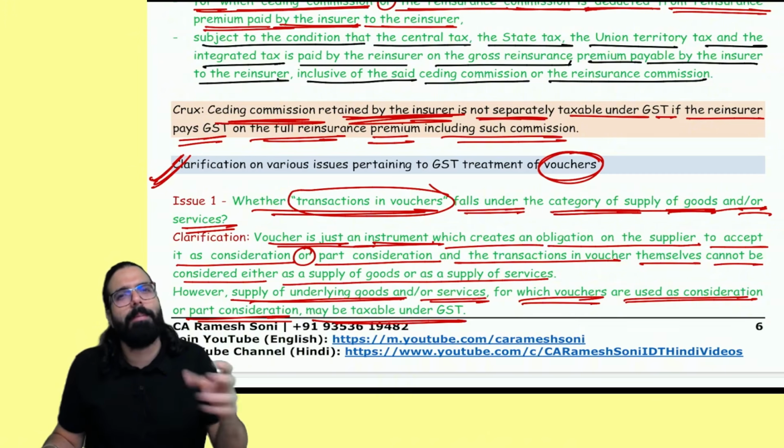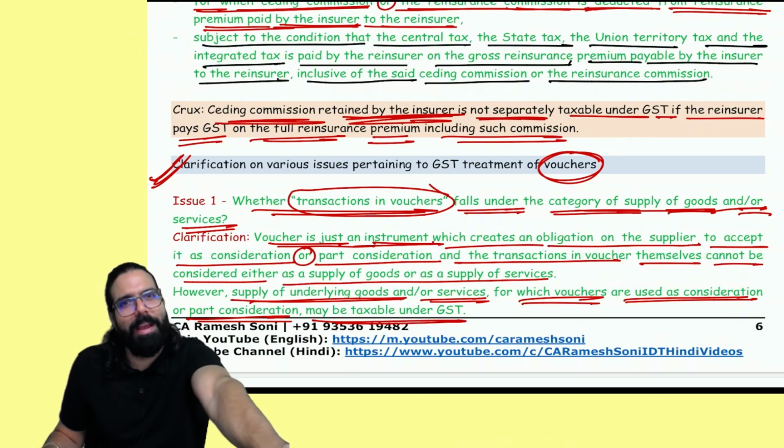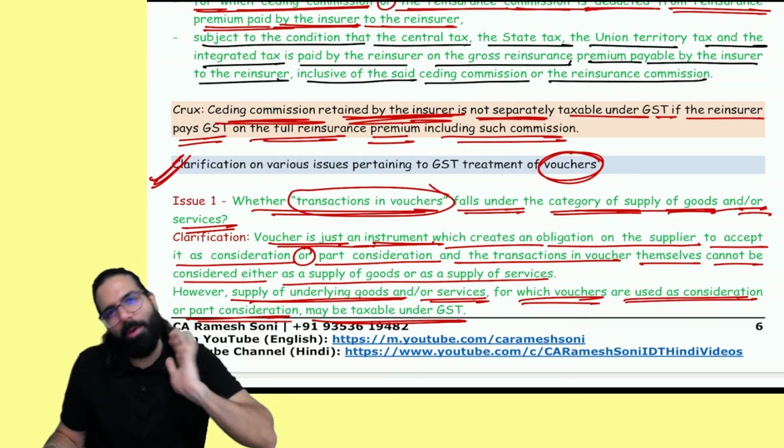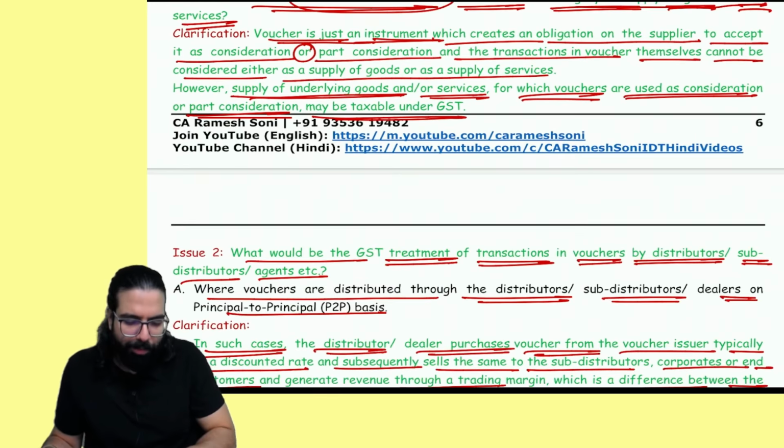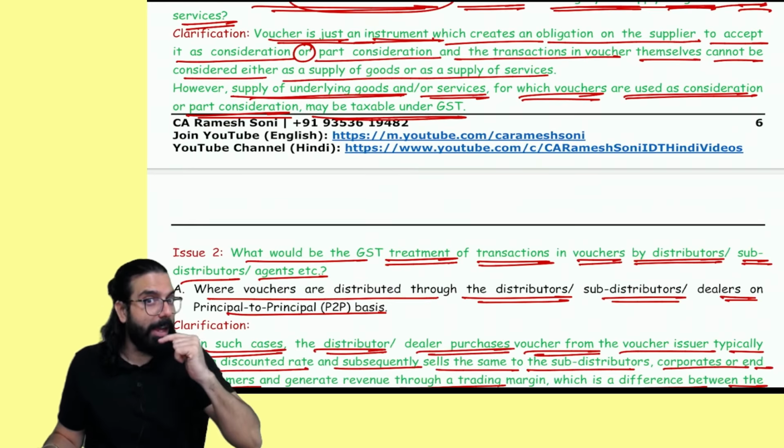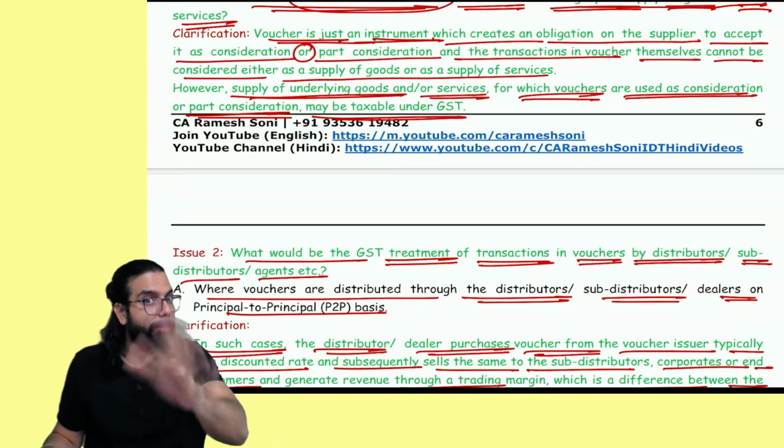No, Baba. Vouchers are basically used as money to settle an obligation. And Baba, there is no GST on vouchers. Clarified. Okay, everyone? Vouchers are like payment. But whatever goods and services are being supplied, on that GST will come. On the voucher, there is no GST.